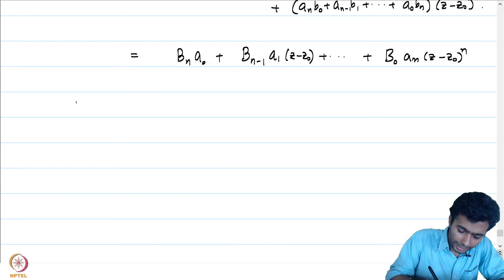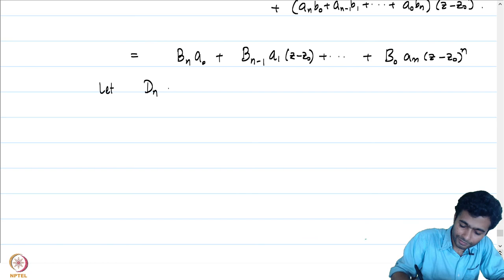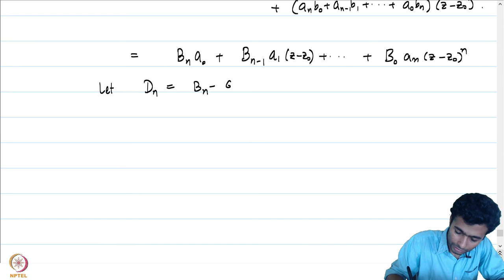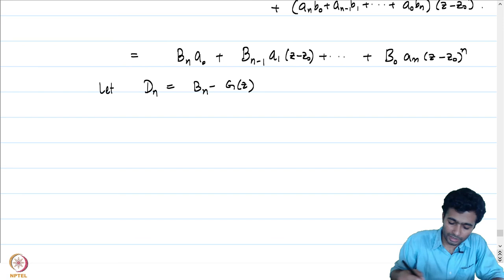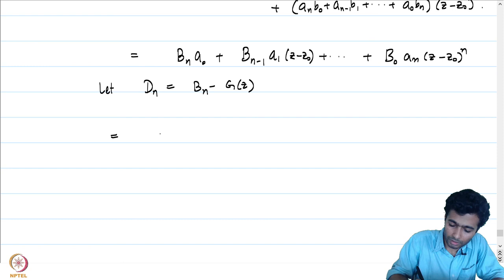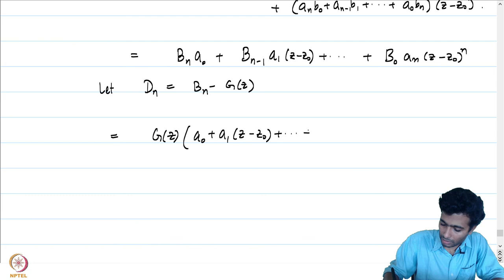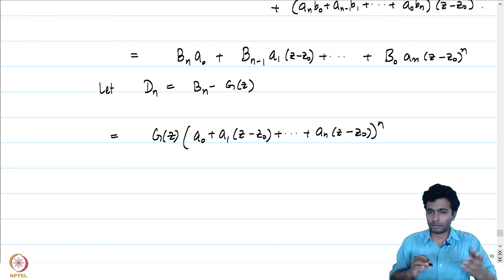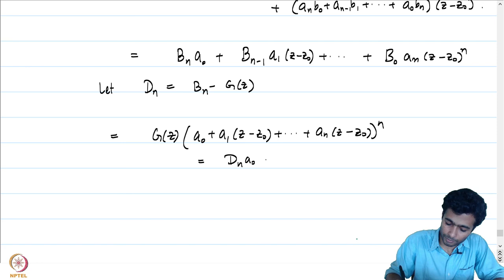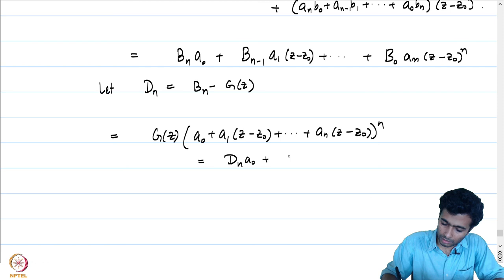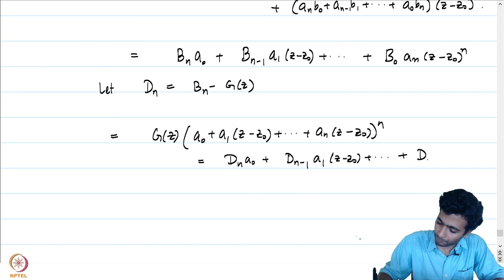Okay, let dn, slowly running short of alphabets, be bn minus g of z. Let us define dn to be bn minus g of z. And this is just going to tell us that the above expression will be g of z into (a0 plus a1 (z minus z0) plus up to an (z minus z0)^n), and adding and subtracting g z, plus dn a0 plus d(n minus 1) a1 (z minus z0), all the way up to d0 an (z minus z0)^n.